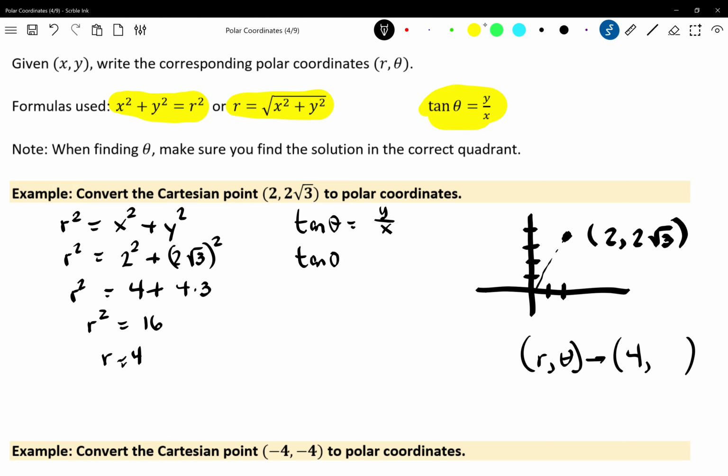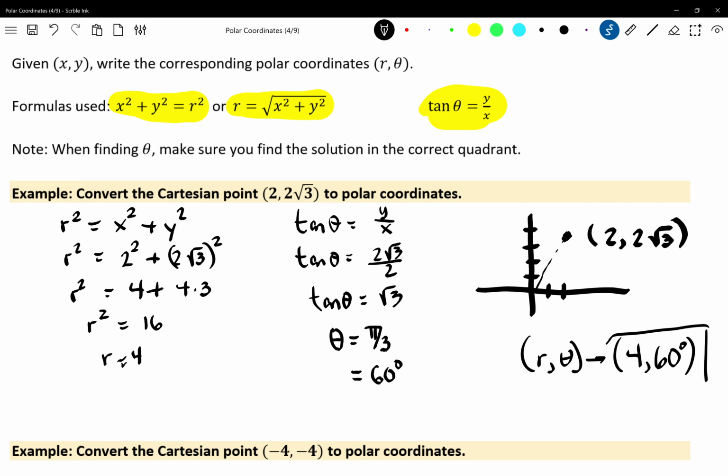Well, I know that tangent of theta is going to be y over x. So I have tangent of theta is going to be 2 root 3 over 2, which means tangent of theta is the square root of 3, and that is one of our special ratios. So we know that that corresponds to a radian measure of pi over 3, or 60 degrees if you're talking about degrees. I'm going to leave it in degrees because we have a better sense of what that is. So 4 comma 60 degrees, or if you're in a radian mood, 4 comma pi over 3. So there we have that.